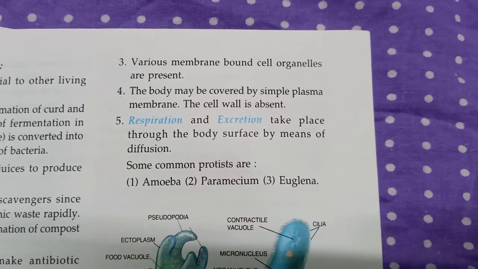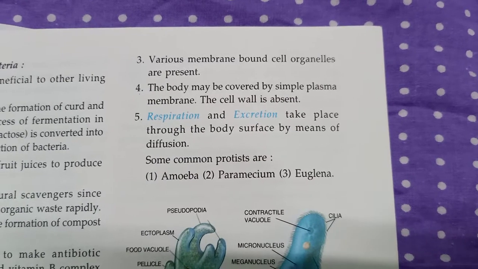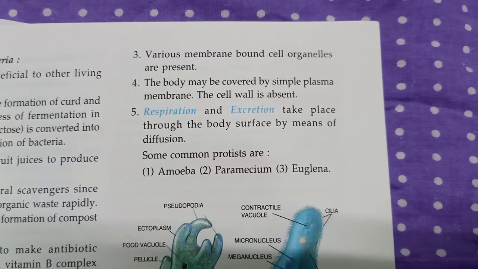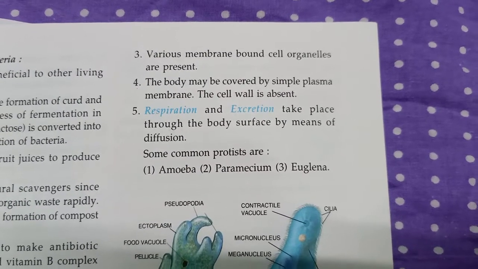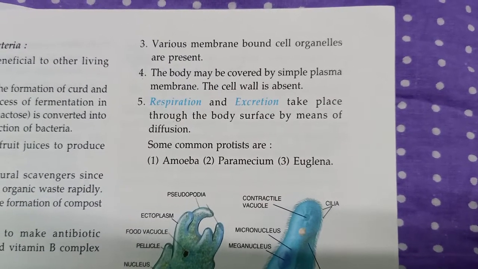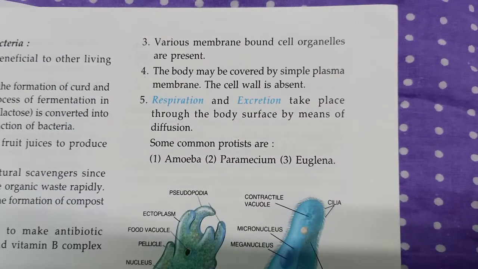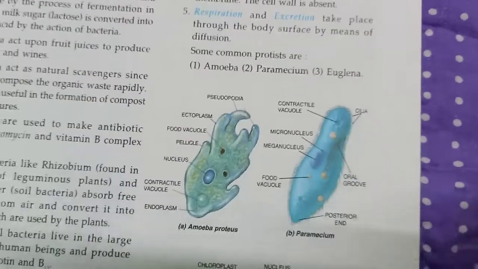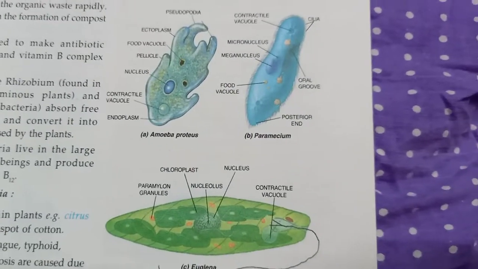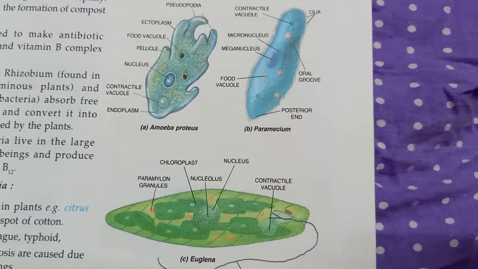So this respiration process and excretion process, they take place through the body surface by means of the process known as diffusion. Now some common examples of protists are amoeba, paramecium and euglena. Now you can see in this picture there are the diagrams of amoeba, paramecium and euglena.